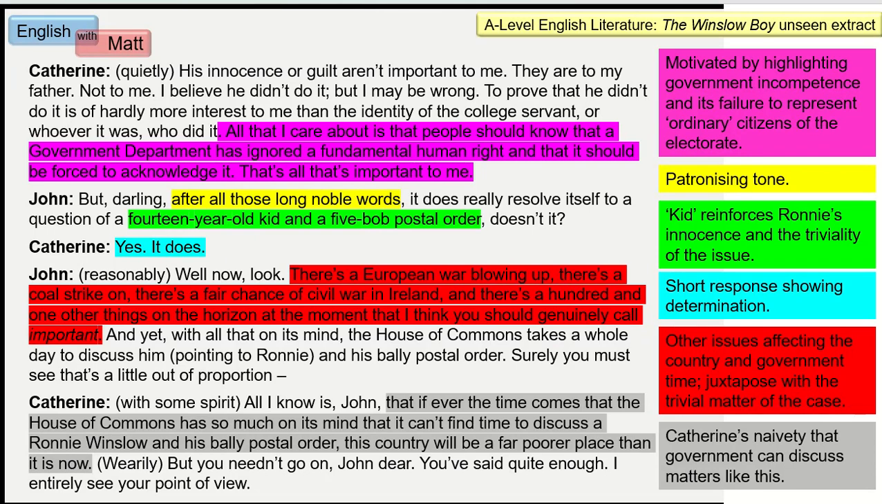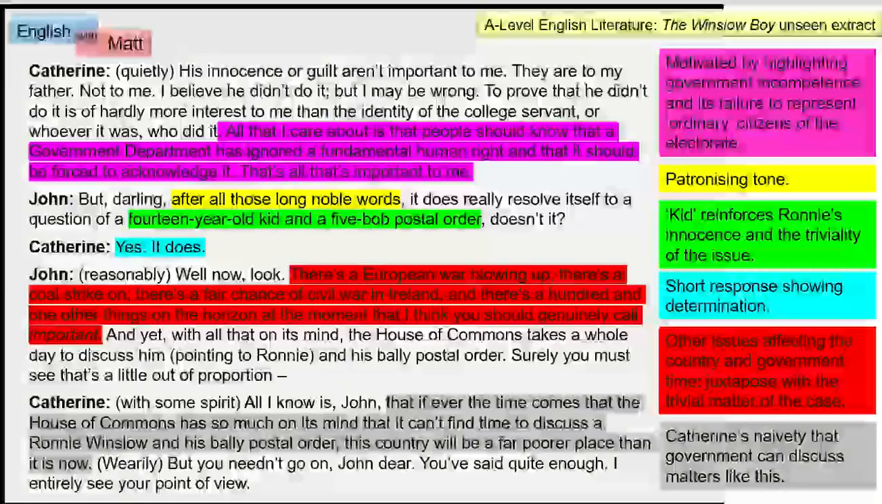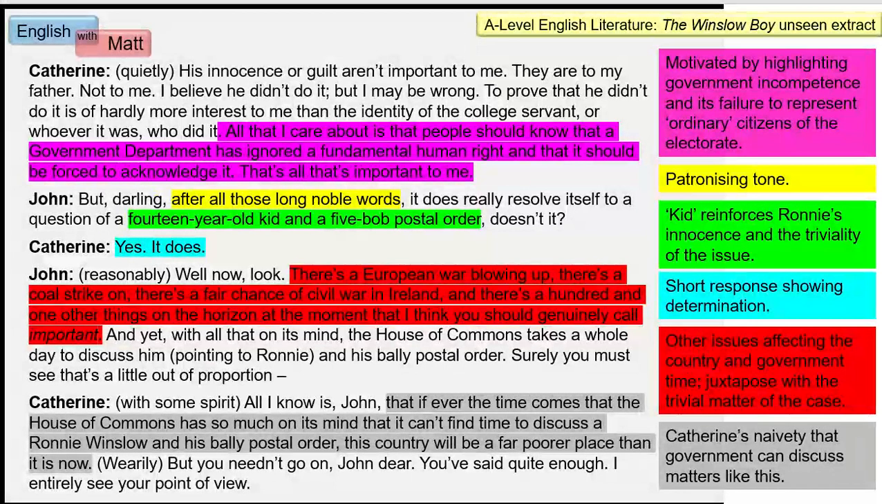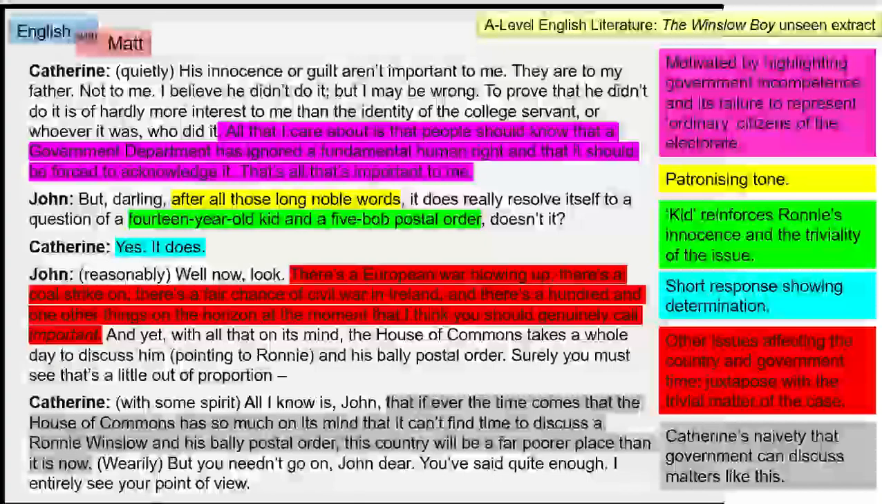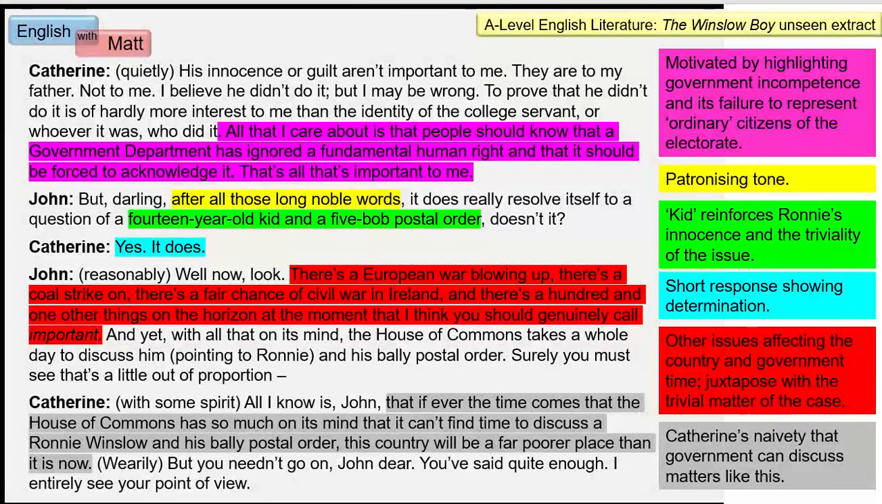You can see in blue here, Catherine's responses become, again, very short in the middle. "Yes, it does." Again, suggesting that she has a degree of inner strength here and an inner sense of resistance. And at the bottom in grey, this could show Catherine's naivety, in the sense that she believes that the government is set up perhaps to discuss matters like this.